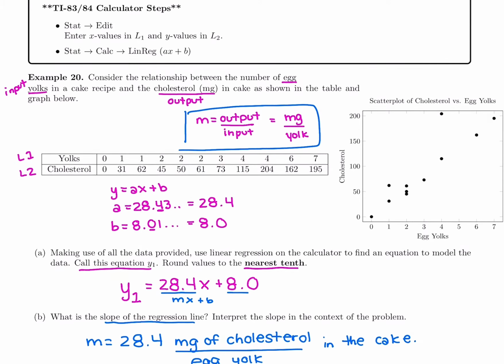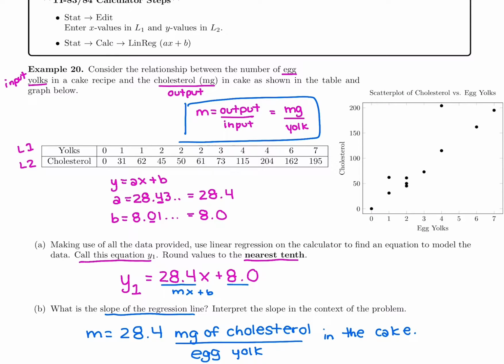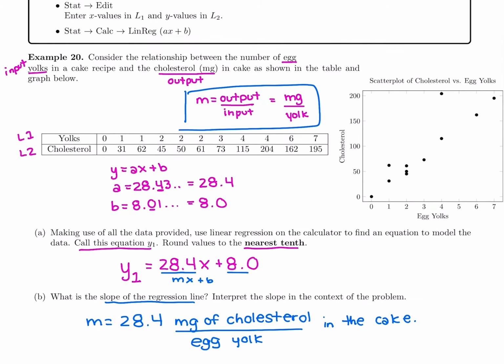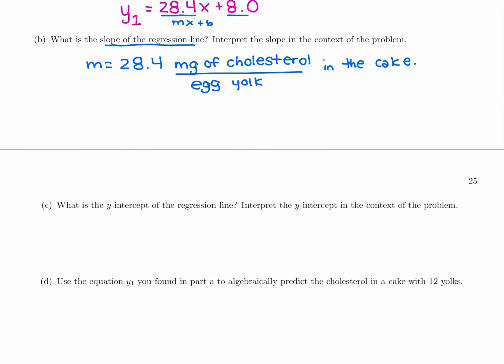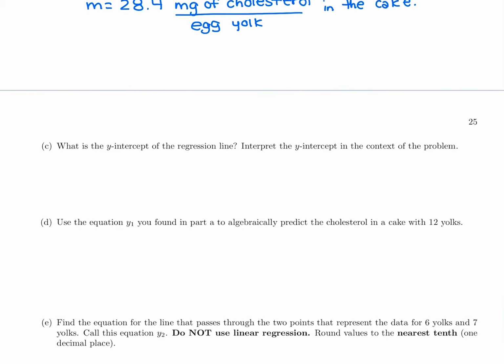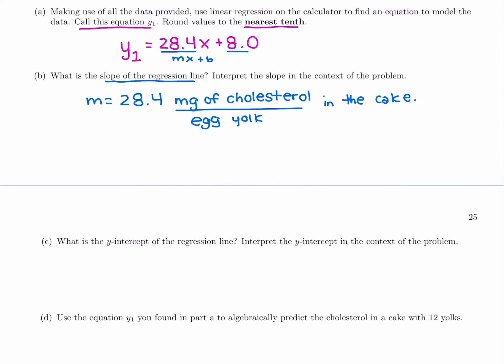Here we have used linear regression to model the relationship between egg yolks in a cake and the amount of cholesterol in the first part. And now we're on to part C. It says, what is the y-intercept of the regression line? So our regression line here is y1 equals 28.4x plus 8.0.